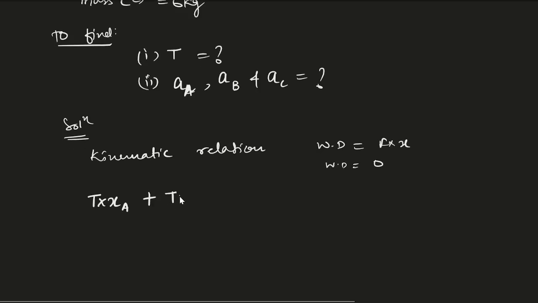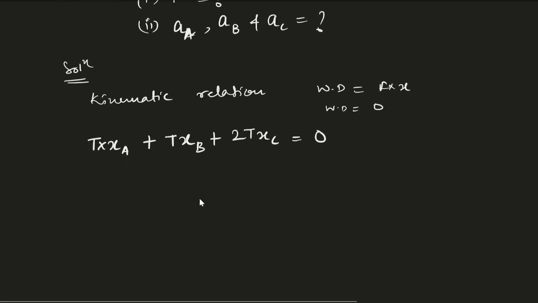So tension into XB plus 2 times tension into XC. So this will be equal to 0 because the work done by the internal force is equal to 0. So we are equating this equal to 0.